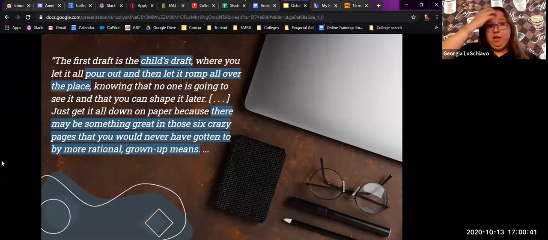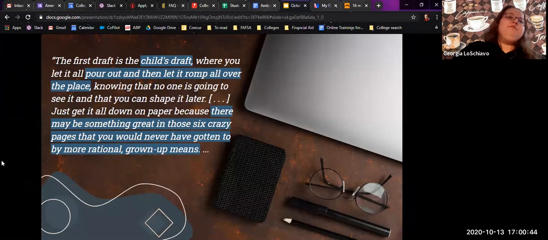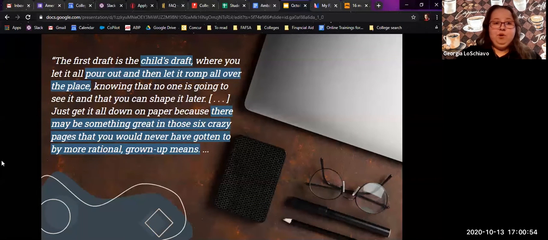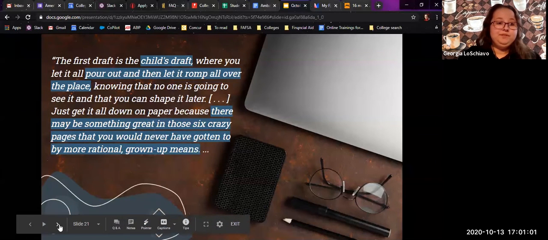We have another quote from Anne Lamott. The first draft is the child's draft, where you let it all pour out and then let it romp all over the place, knowing that no one is going to see it and that you can shape it later. Just get it all down on paper, because there may be something great in those six crazy pages that you would never have gotten to by more rational, grown-up means.